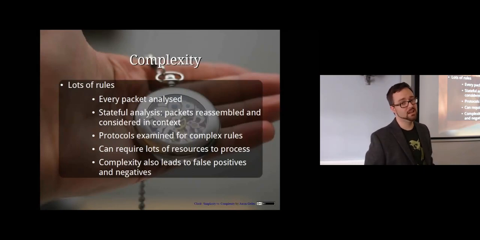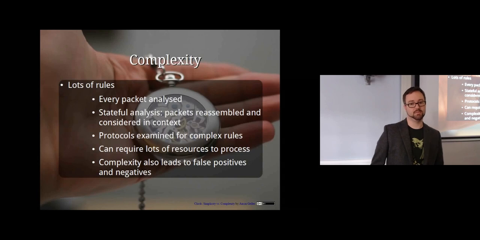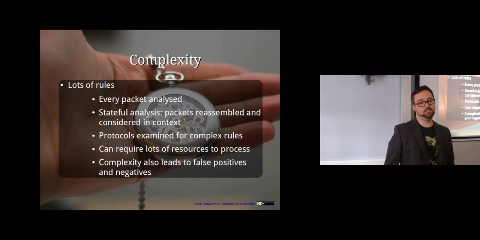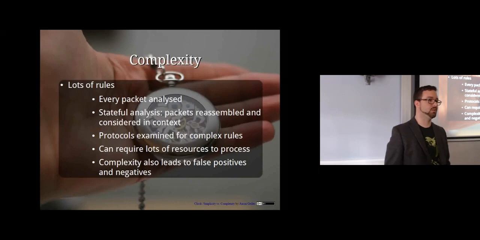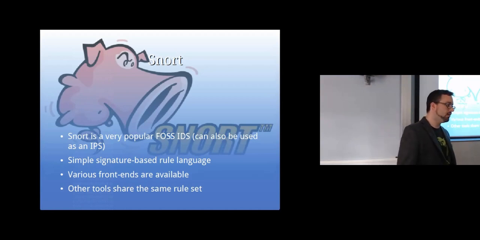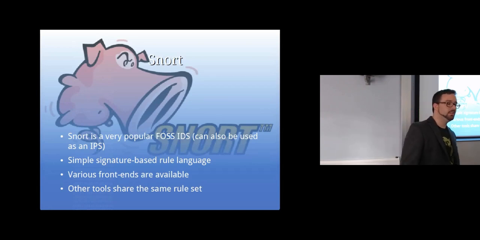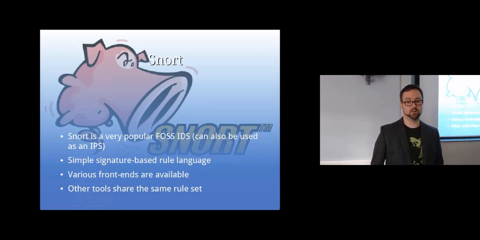And it's only going to detect something on the part of the network that it's exposed to. And there's a lot of complexity. There are lots and lots of rules. If it's analyzing every single packet, it needs to reassemble all the packets and consider them in context. There's quite a lot of resources required, and it can lead to false positives and negatives just because it's quite a complicated problem. So an example of an IDS system, which can also be used as an IPS, is Snort. It's very popular, supposedly the most deployed IDS system in the world, according to them.